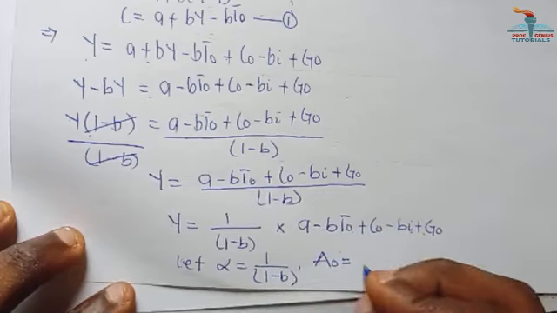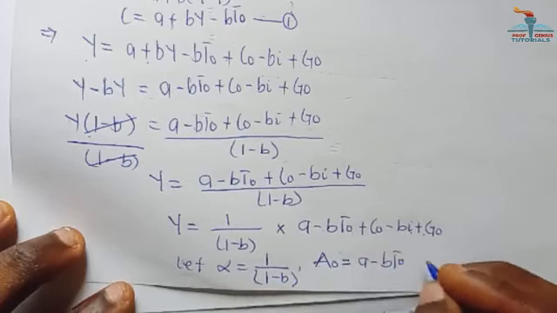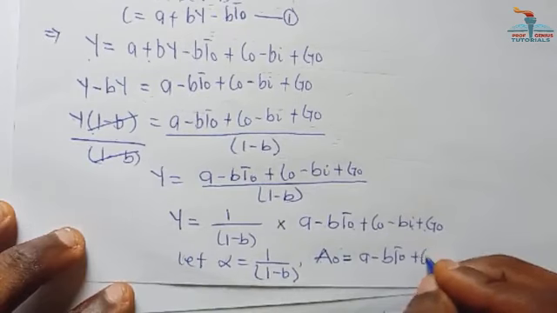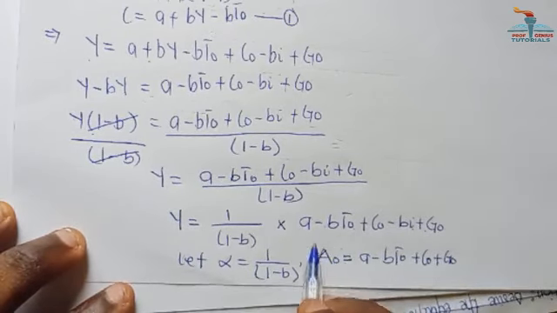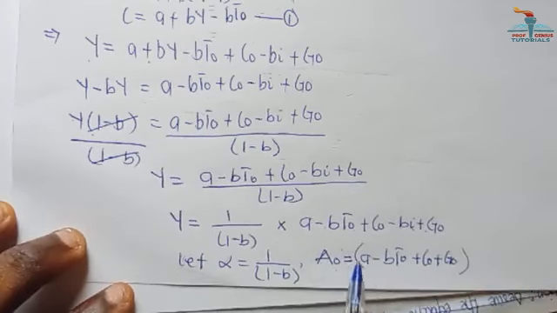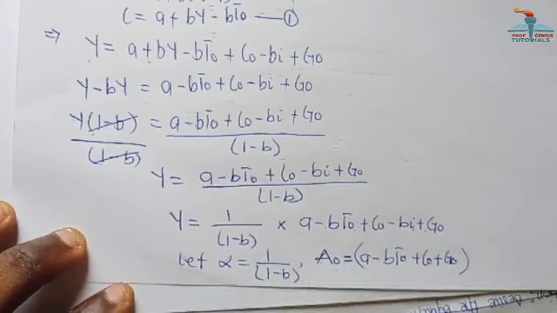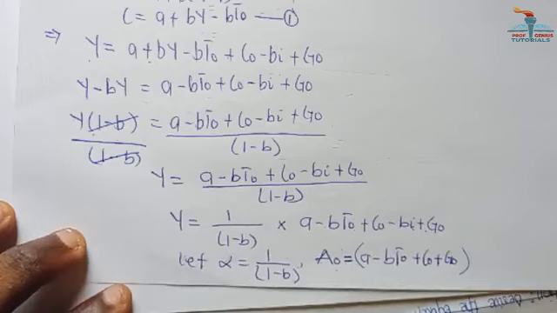So A naught is equal to small a minus BT naught plus C naught, then plus G naught. So capital A naught is equal to the whole of this. Wherever we see the whole of this, we represent it by A naught. And wherever we see 1 over 1 minus b, which is the multiplier, we represent that by alpha.